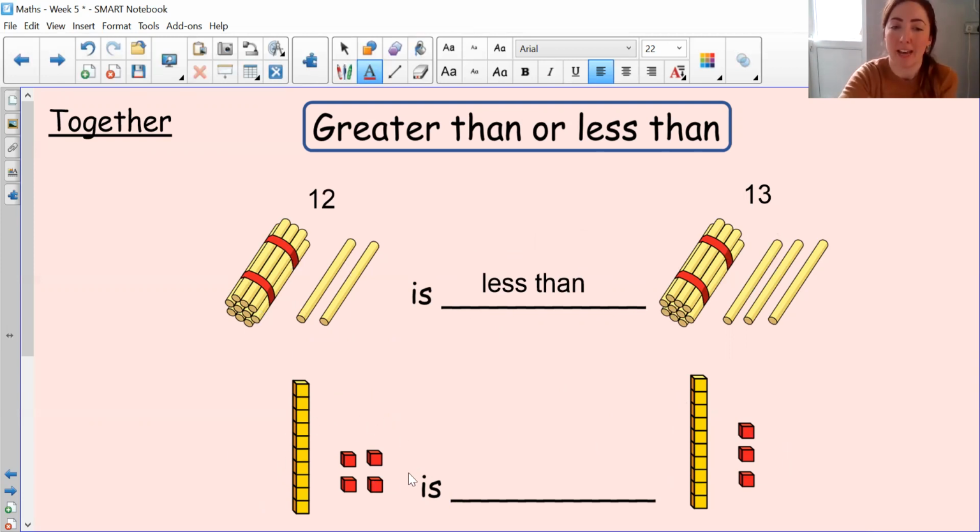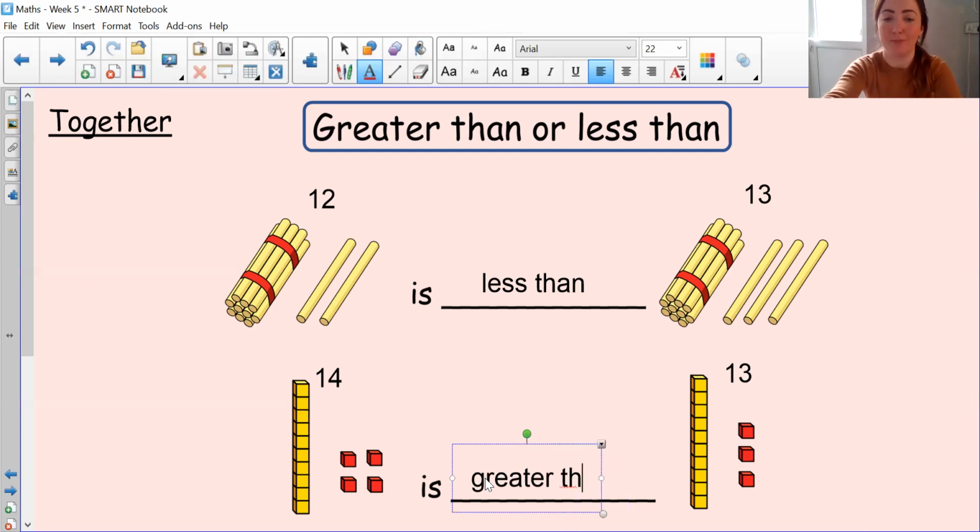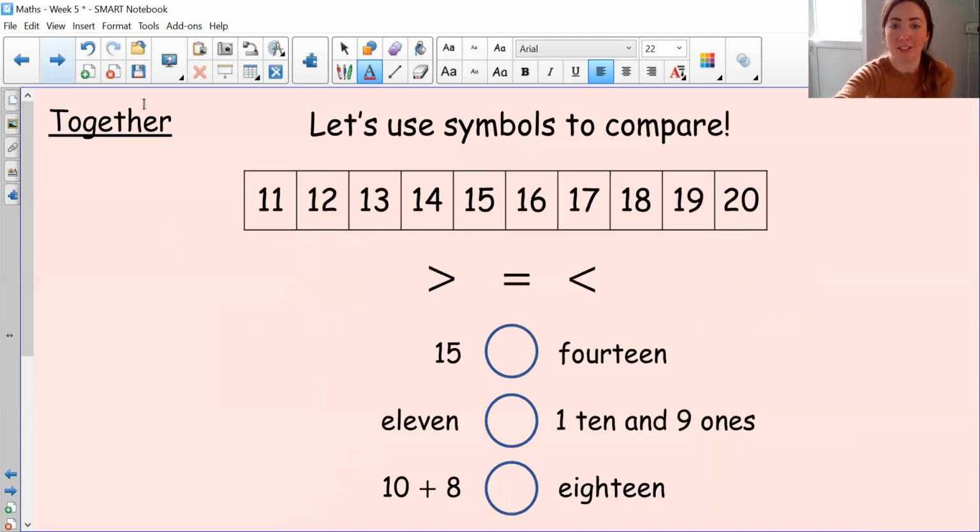I think it's greater than, but let's check. So we've got how many 10s? That's right, 1 10. And how many ones? 4 ones, 14. And then over here, we've got how many 10s? 1 10, and how many ones? 3 ones, 13. So were we right? Yes, 14 is greater than 13. Okay, so now we're going to have another look at the symbols.